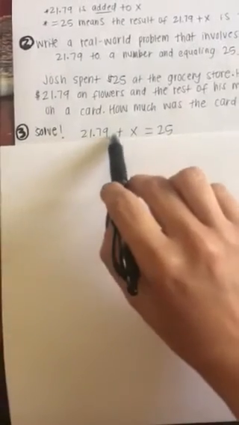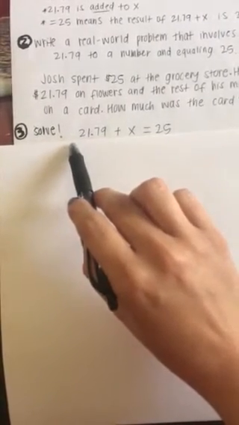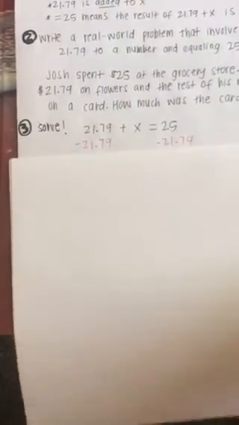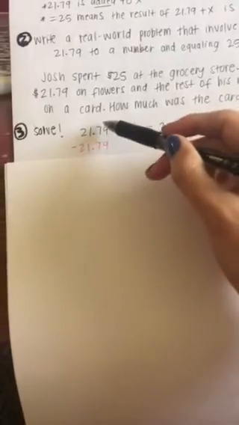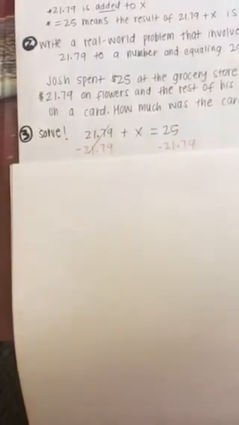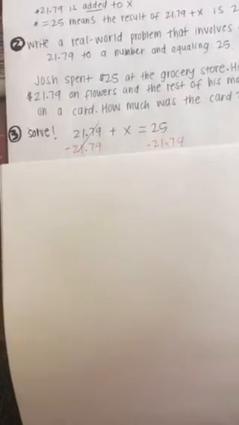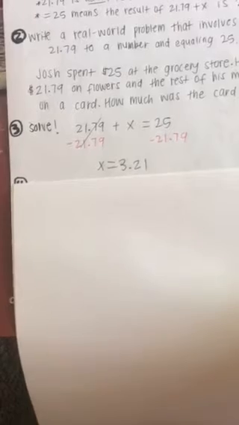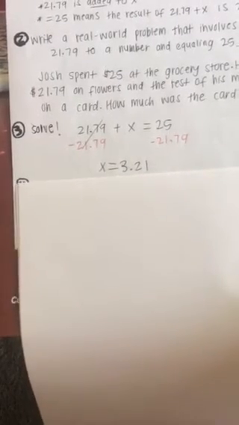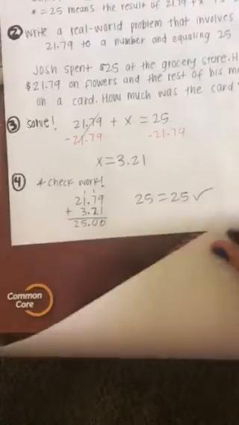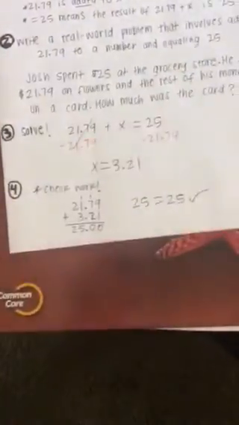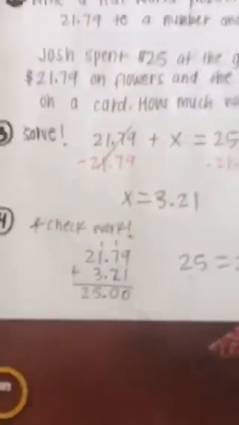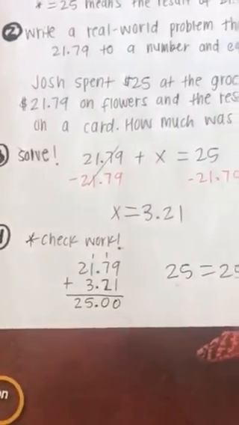In order to solve this, we need to get that x by itself. So since we're adding, we need to subtract now, do the opposite. Subtract 21.79 from both sides. So if I subtract it here, we can cross it off because now that's 0. We got the x by itself. 25 minus 21.79 is 3.21. So we got x equals 3.21. We need to check our work here. 21.79 plus 3.21 is 25. So yes, 25 equals 25.